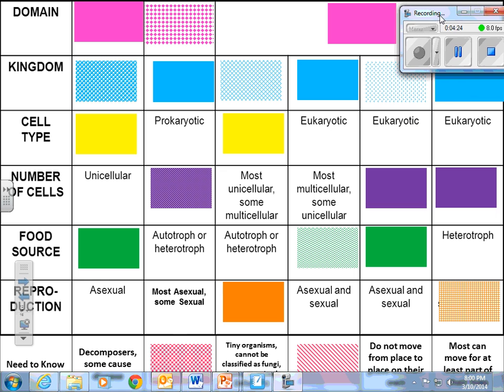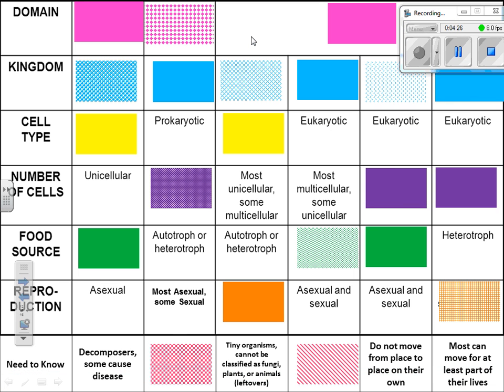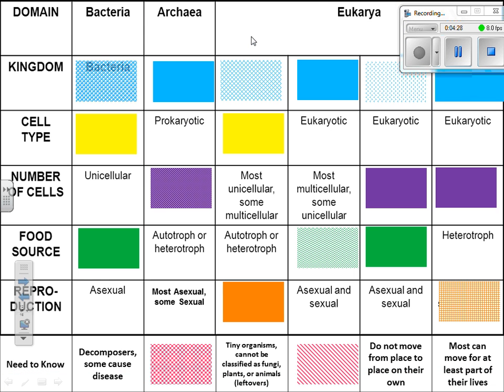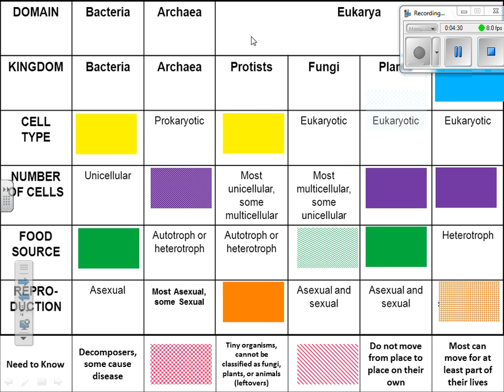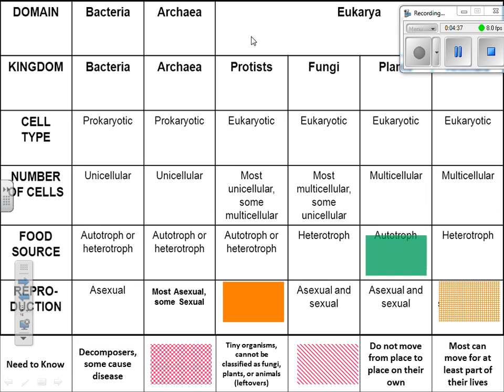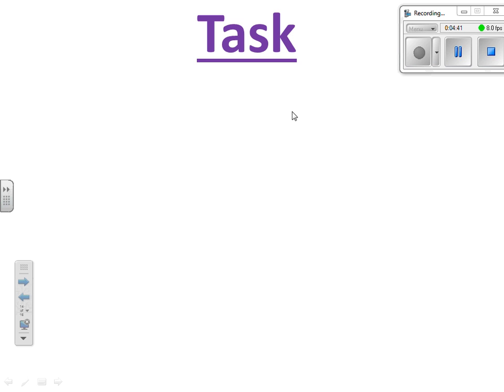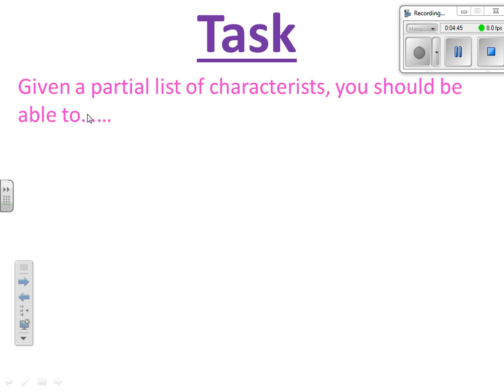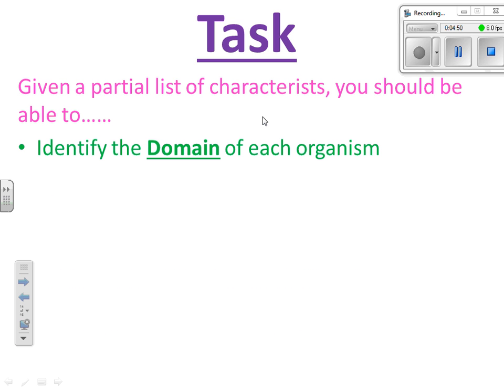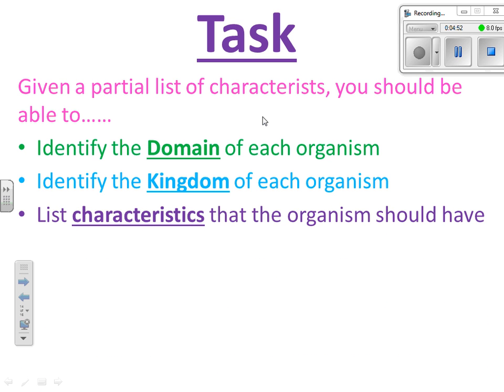So your quiz is going to look something like this. You should be able to fill in the 3 domains and the 6 kingdoms, and I'm going to randomly place blank squares where you have to fill in the missing characteristics. So, study on this one. I'm also going to ask you, given a partial list of characteristics, to be able to identify the domain, the kingdom, and any missing characteristics. So let's practice that a couple times.